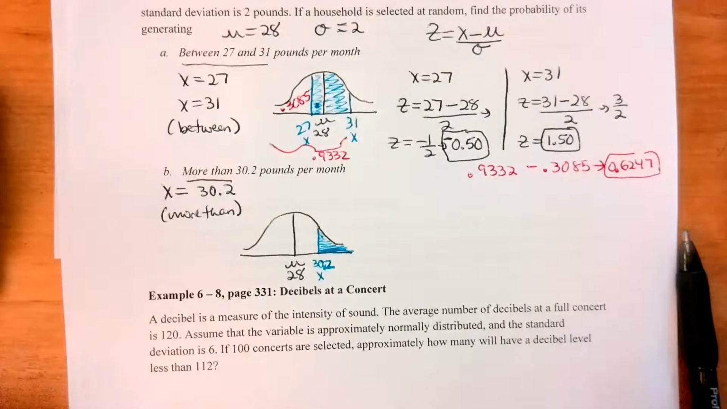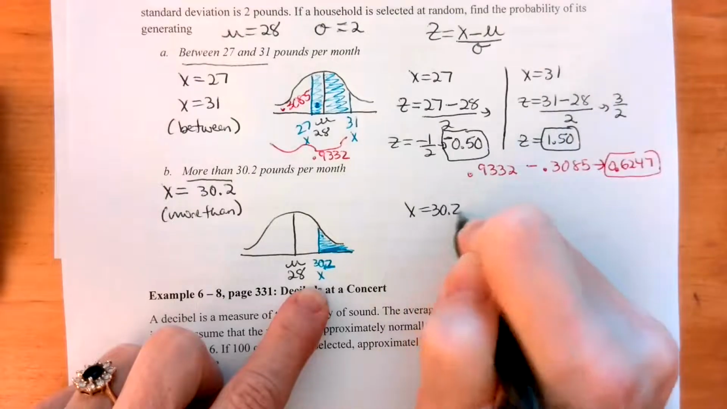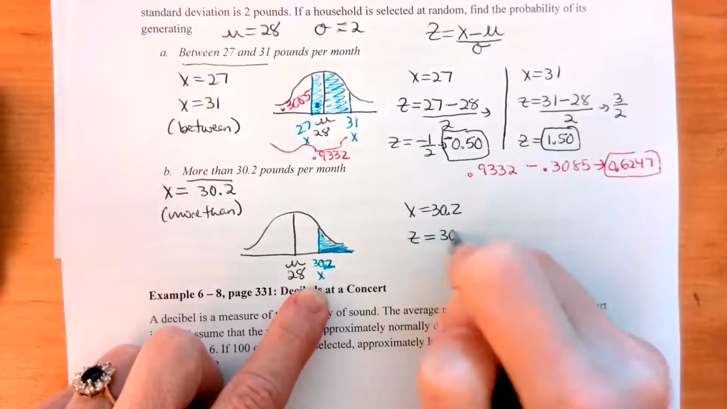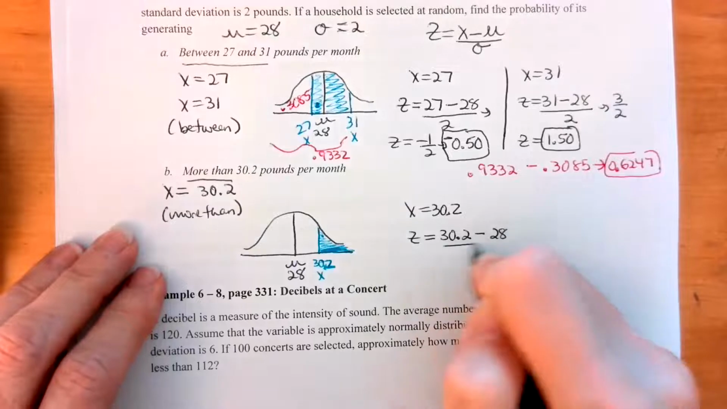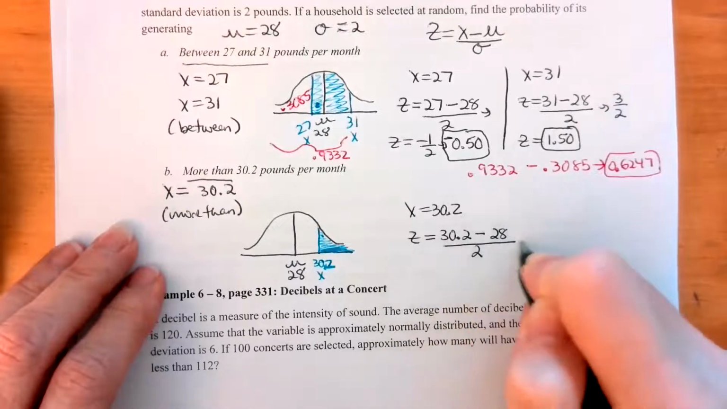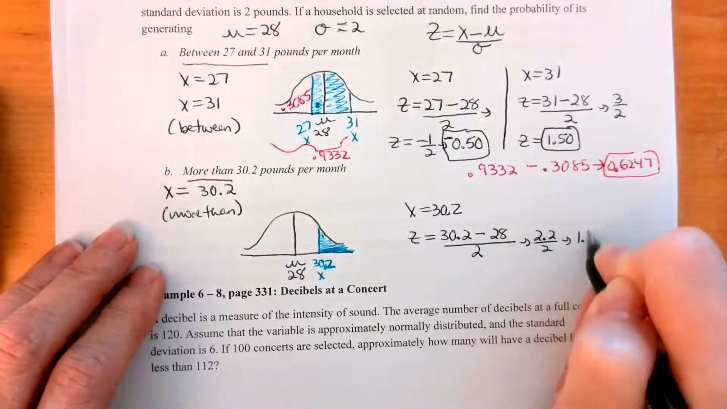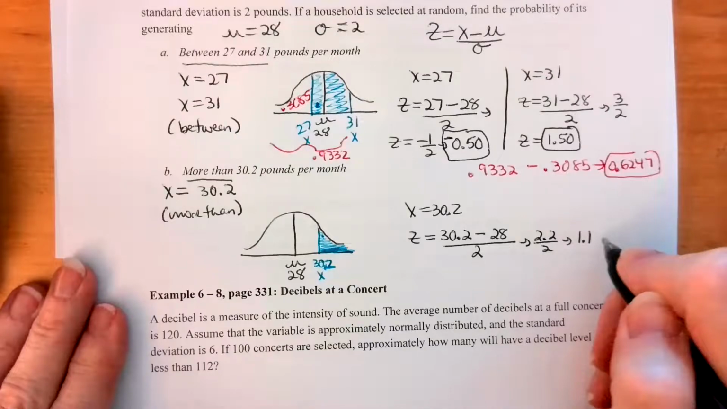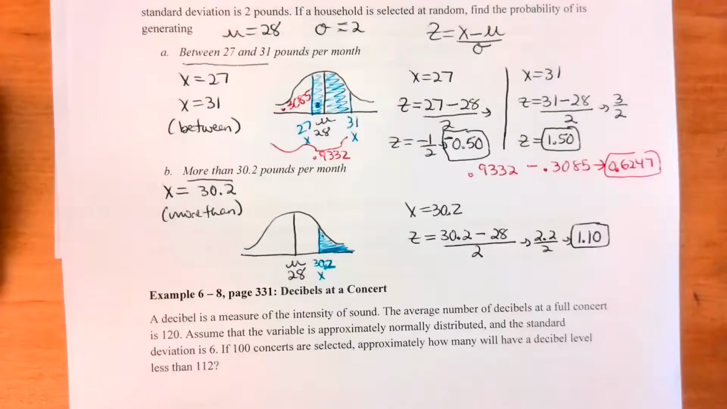So now we're going to convert that data value X, 30.2, into a Z-score using the Z formula here. We expect it to be positive because we're to the right of the mean. So X 30.2 minus the mean mu 28 over the standard deviation sigma 2. So this gives me 2.2 over 2, which gives you 1.1. Again, we need a hundredths place, so we're going to add a 0 on. That's the Z-score we're going to look up on the positive Z table.